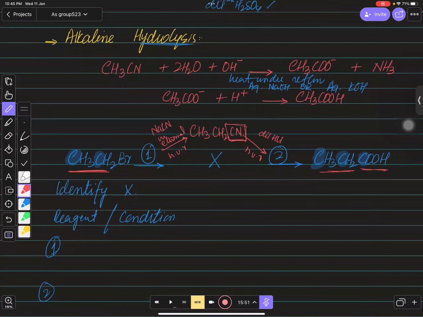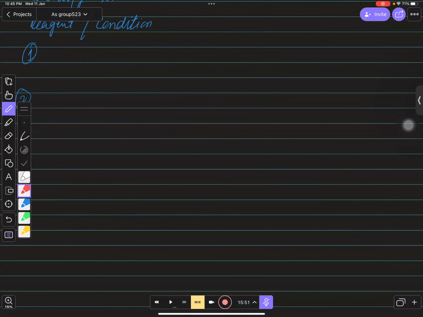So whenever in any chain, in any reaction scheme, the number of carbons increases, you need to remember that it is actually showing the substitution of nitrile. Let's see. Suppose I am drawing one reaction scheme over here. Suppose I have CH3, CH2, OH, I give a few conditions to it and one compound forms, and this is named X.